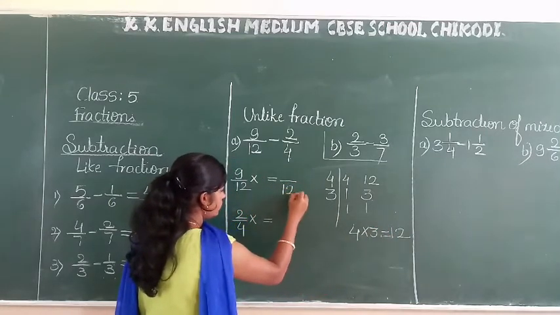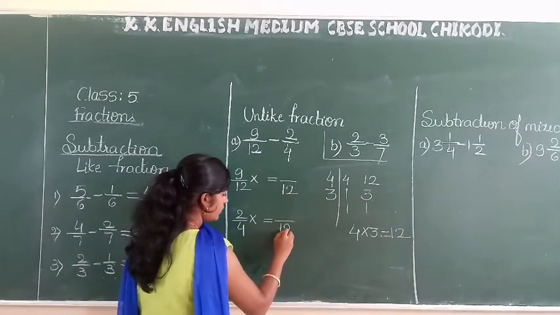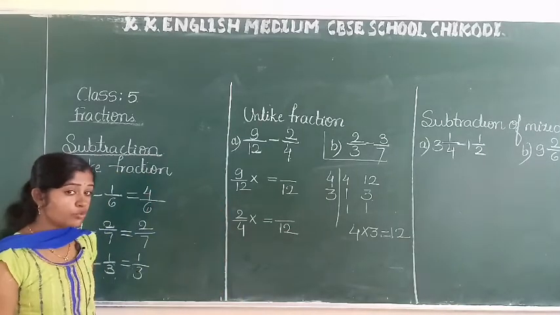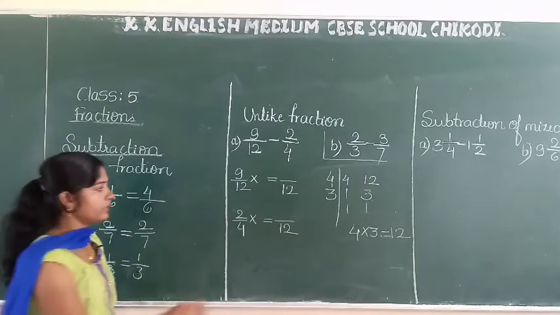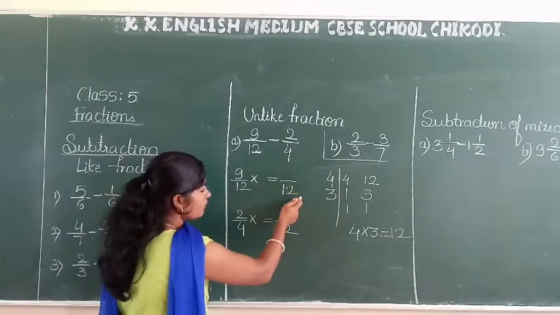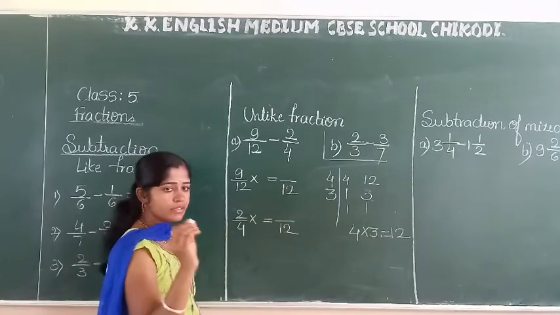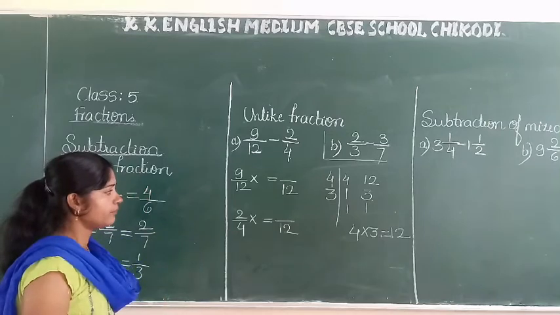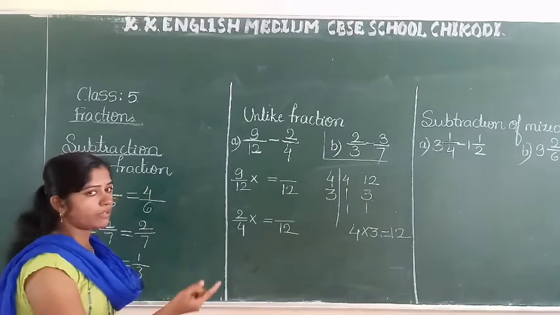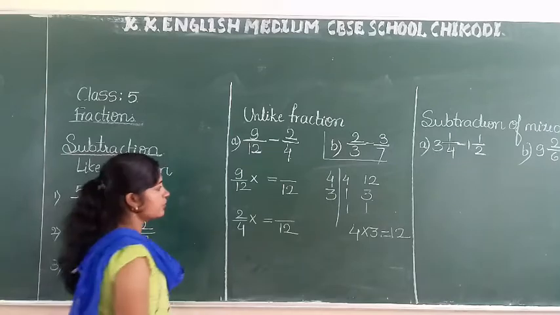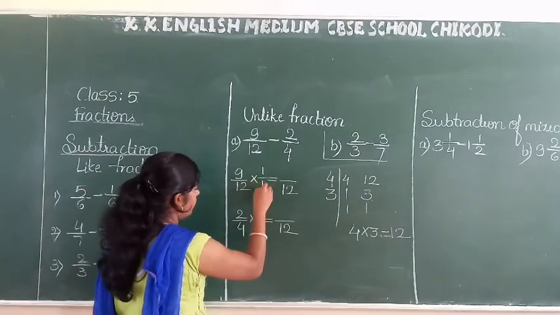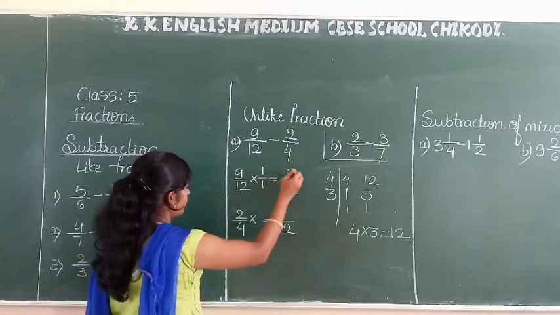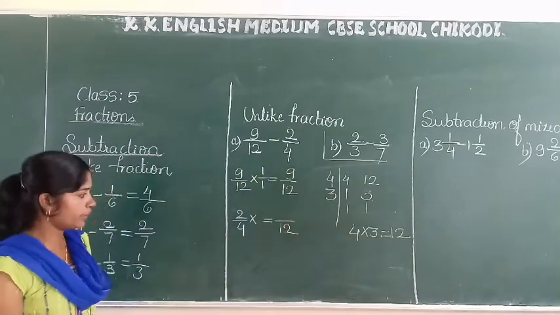Here you write 12 and here also you have to write 12. Okay. Then what we have to observe here? You have to observe the denominator. See here 12. How much is that 12? 12 ones are 12. When you are multiplying numerator and denominator, that time you have to multiply both the numerator and the denominator. See here, take 1 and 1. 12 ones are 12, 9 ones are 9.